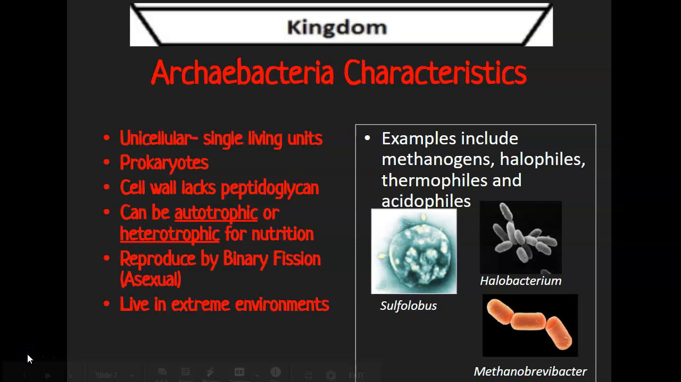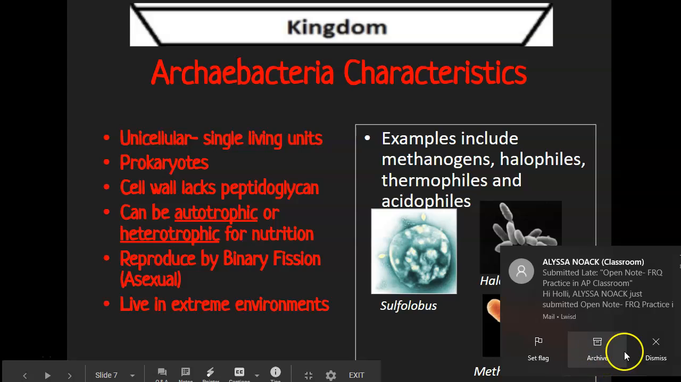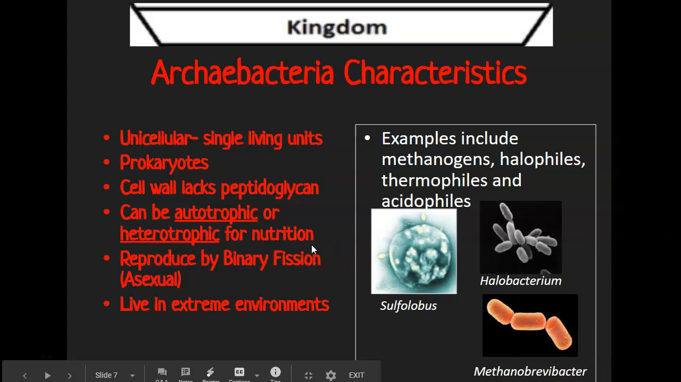All right, so the first kingdom is Archaeobacteria. Archaeobacteria are unicellular. They are single living units that can exist on their own. They are prokaryotes. They have cell walls that lack what we call peptidoglycan. Peptidoglycan is a structure that is usually around cells. This one does not have it, which means that it's typically easier to break down. These can be autotrophic, which means they make their own food, or heterotrophic, which means they have to get their food from somewhere else. They can reproduce by binary fission, which means they can just copy themselves and split off, and they tend to live in extreme environments.